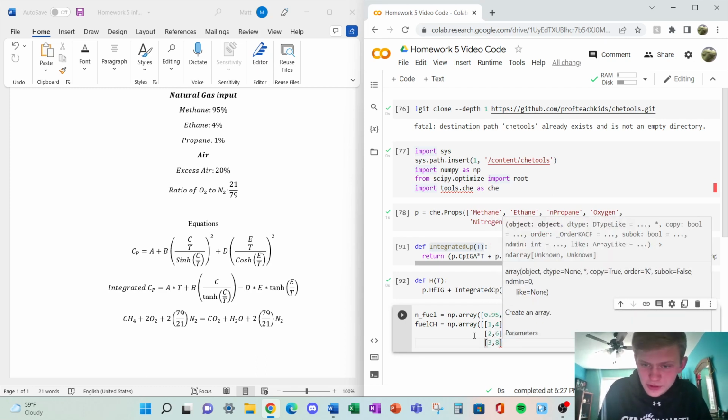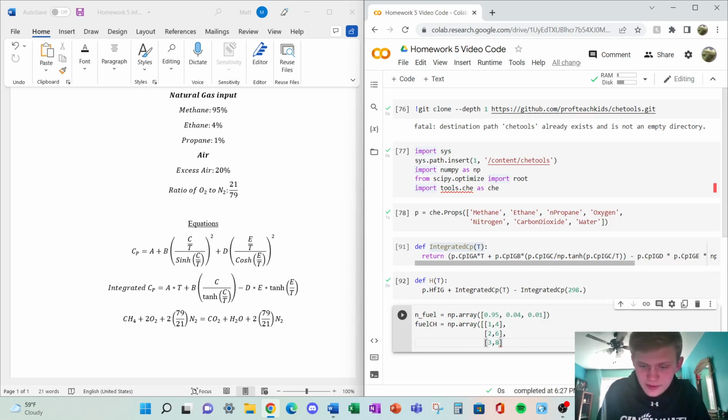And this should, did I miss anything? No, I didn't. That's good. Sorry, I was blocking it there. And this will represent the amount of atoms that are going to be in our methane, ethane, and propane.